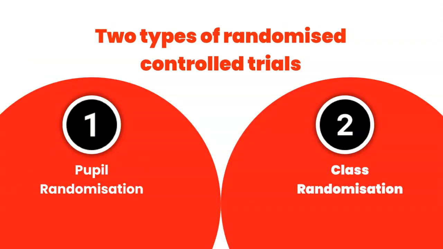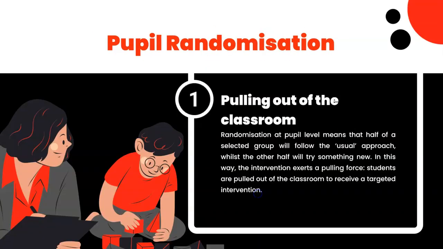So on the WhatWorked Teachers, we have 2 types of randomization that we do. And this is pupil randomization and class level randomization. So pupil randomization. This is when students are technically pulled out of the classroom. Randomization at pupil level just means that half the group of students that you select will follow the usual approach, while the other half will try something new. So in this way, the intervention exerts like a pulling force on the students, so they're pulled out of the classroom to receive a targeted intervention.